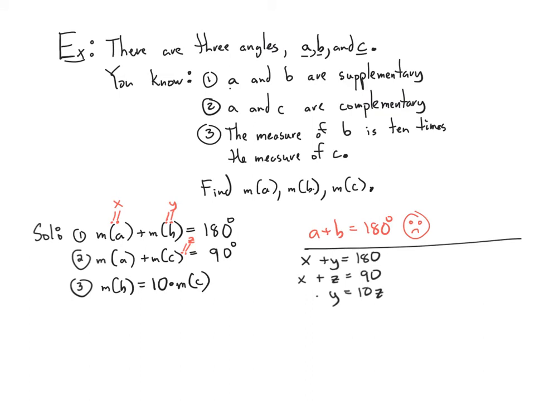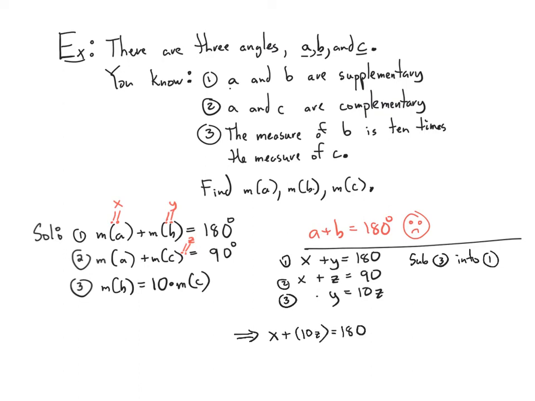So what I can do now, I have 3 equations and 3 variables, so I should be able to solve this. And I have a nice substitution already set out for me. I know y equals 10 times z. So where I see my y, I'm going to put in 10 times z. So let's label my equations here. I'm going to sub 3 into 1. I know y equals 10z, so x plus y, which is now 10z, equals 180.